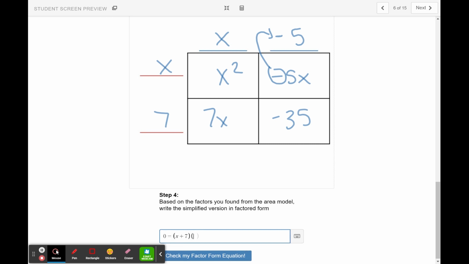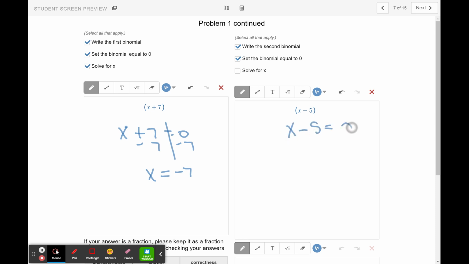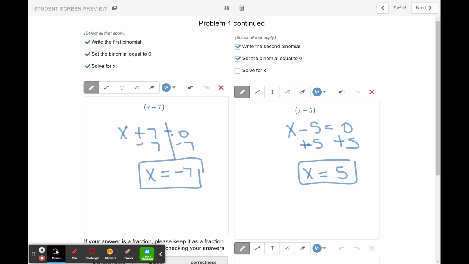We have the x plus 7 in one binomial. We have the x minus 5 in the other one. So I'm going to copy these into our new part. Remember, we're solving for x. So we want to write the first binomial, we just did. Set the binomial equal to 0. So to undo a positive 7, we minus 7. So then we have x equals -7. And then set this binomial equal to 0. Add 5 on both sides. So now we have our two x-intercepts, or two solutions, however you want to view them.